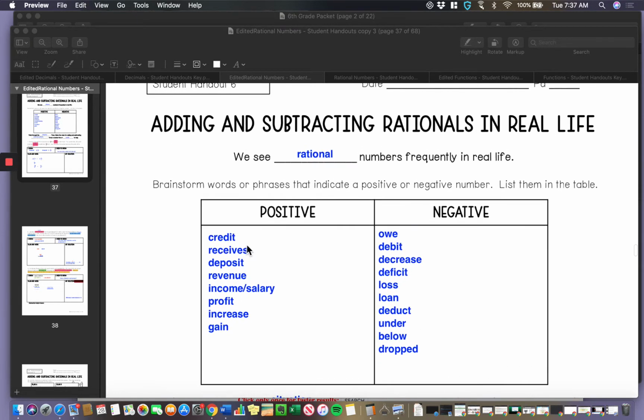So in my table here for positive, we have credit, receives, deposit, revenue, income, salary, profit, increase, and gain. And for negative words, we have owe, debt, decrease, deficit, loss, loan, deduct, under, below, and dropped.